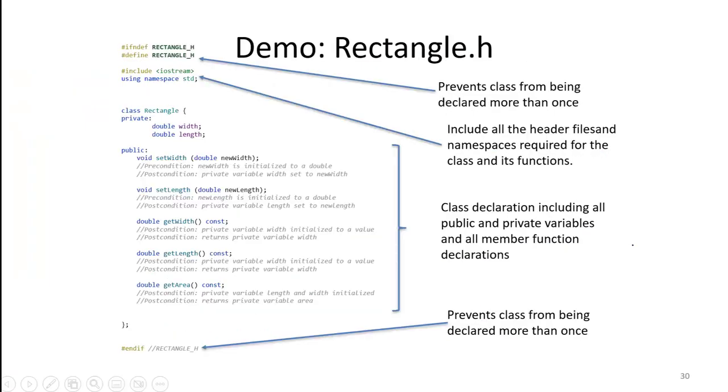So once again, in our demo, we saw that we were able to create our rectangle.h file, and we also had that extra code added in automatically to prevent our class from being declared more than once. In our class declaration, we put in all our private variables, width and length, and we also defined all of our member functions, which manipulate those private variables.